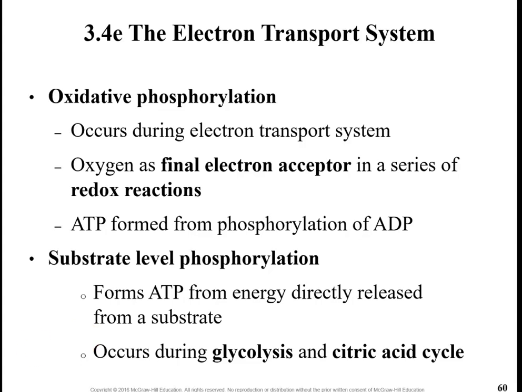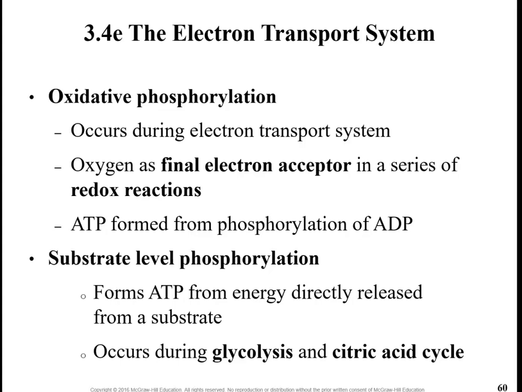Okay, well, what is oxidative phosphorylation? Well, as the name implies, it involves oxidation. So it occurs during the electron transport system, and oxygen is the final electron acceptor in a series of redox reactions. So like we just saw, the electrons are shuttled through the electron transport chain and given to oxygen, and ATP is formed.